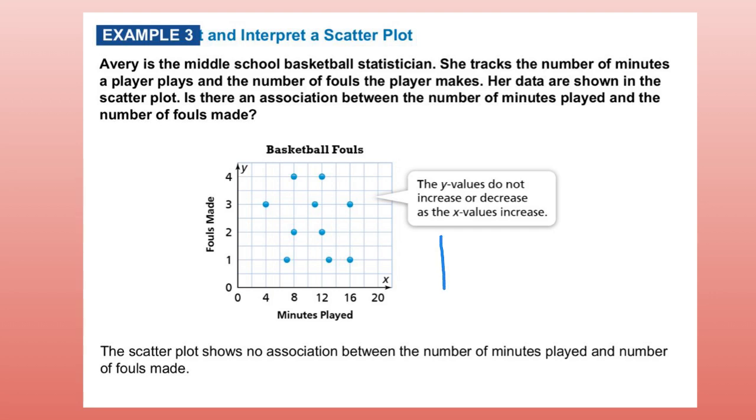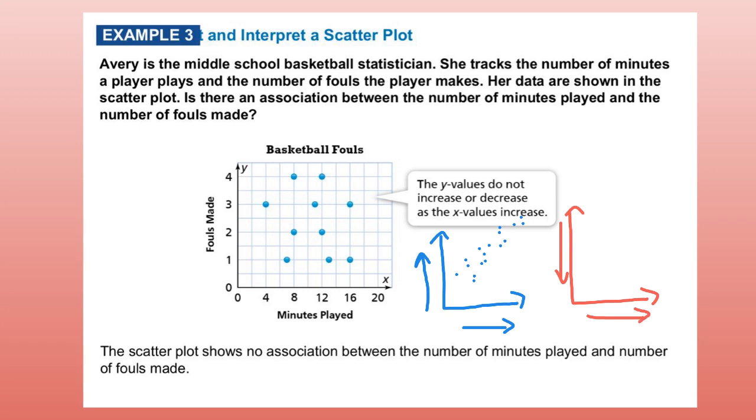So if we have a positive association, that means our x is increasing and our y is increasing, and our graph is going to kind of look like this. It's going to kind of look like a bunch of ducks taking off. If we have a negative association, that means our y is decreasing, but our x is increasing, and this looks like this. It's a whole bunch of ducks and they're landing.